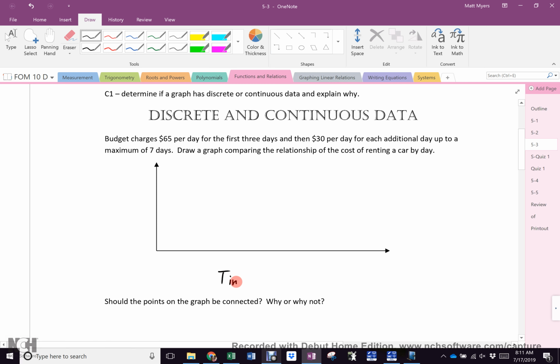It's time, and it's measured in days. Because the title of the axis is time, but the unit that we are measuring in is days. You have to be aware of that.